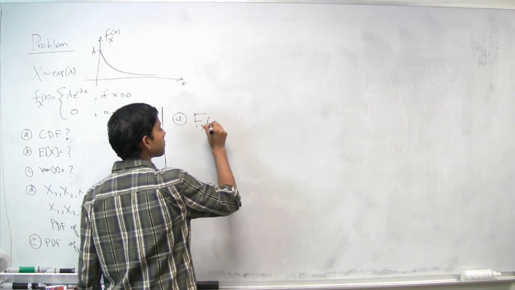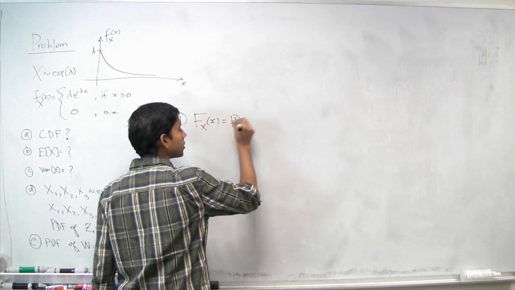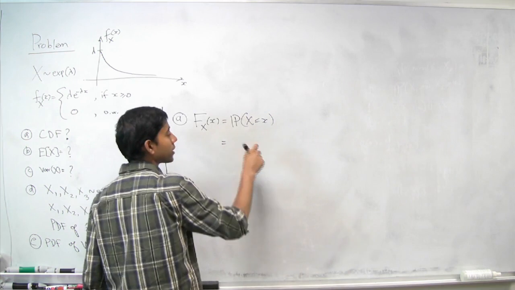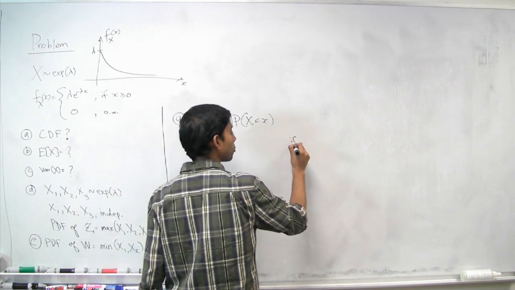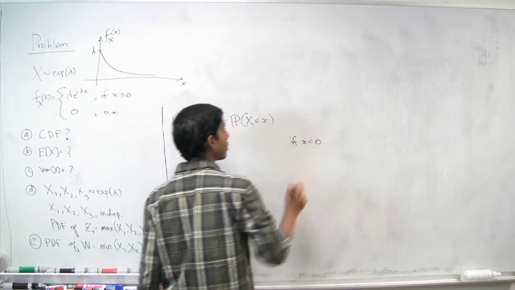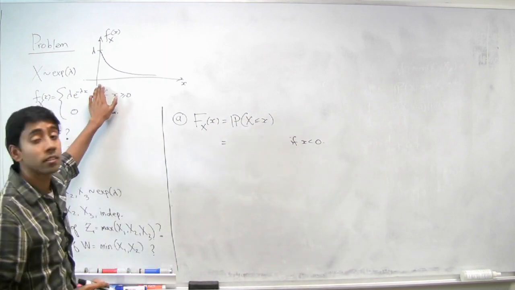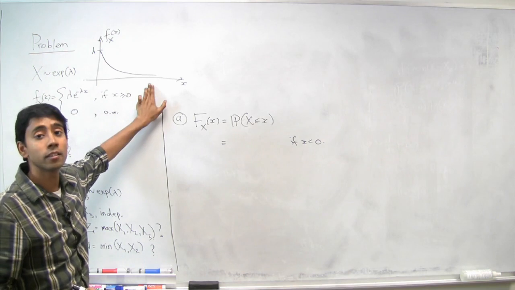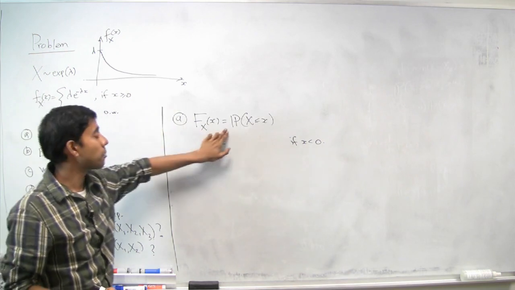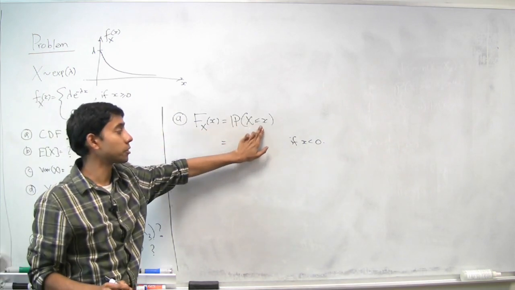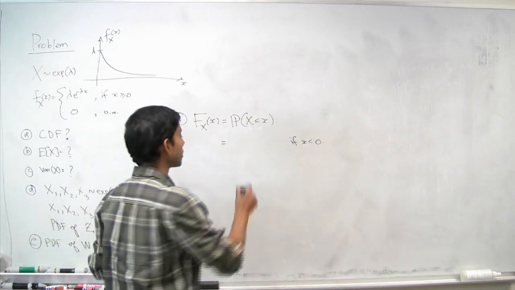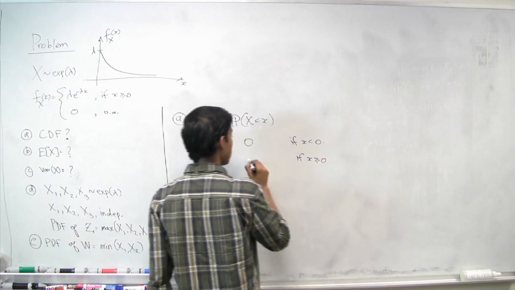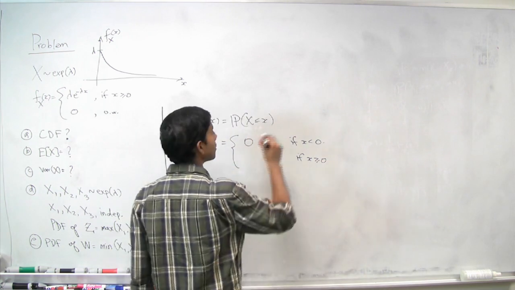The CDF of X is the probability that X is less than or equal to little x, right? Let's look at some cases here. What if little x is less than 0? Well, the random variable X only takes on non-negative values, and so the probability that X is less than or equal to some negative number is going to be 0. On the other hand, if x is greater than or equal to 0, we do actually have to integrate here.